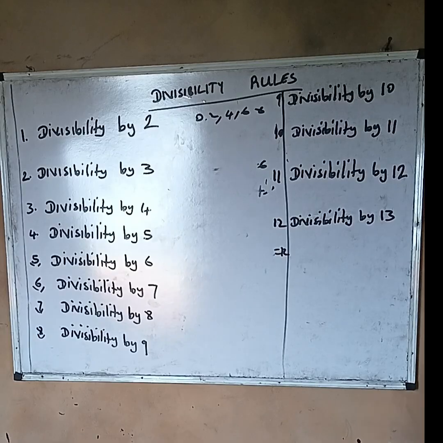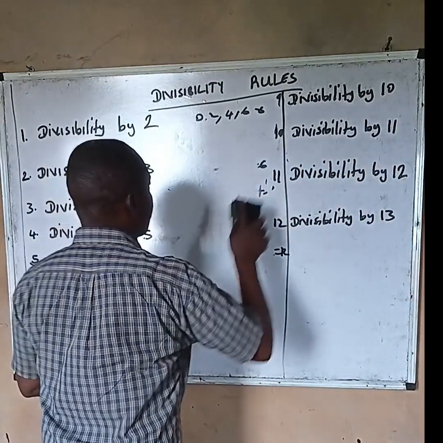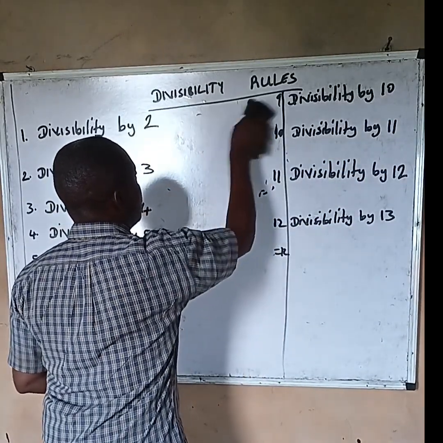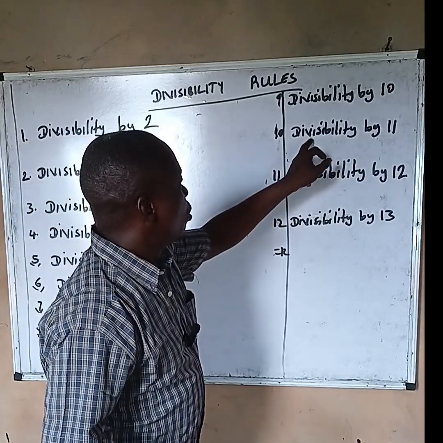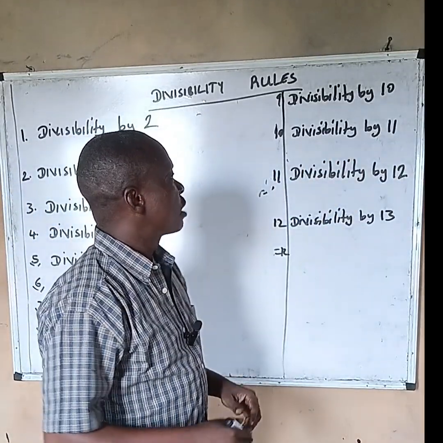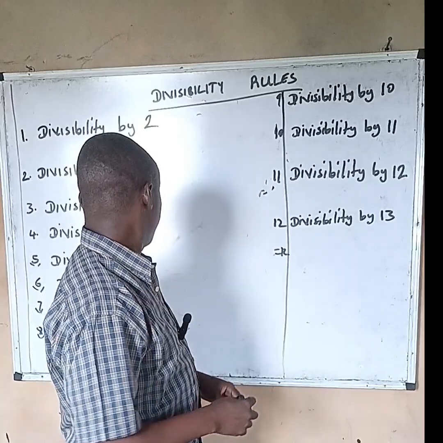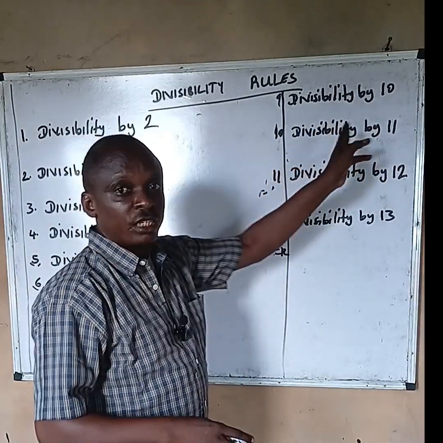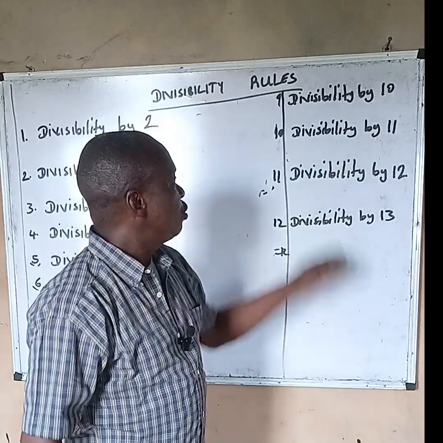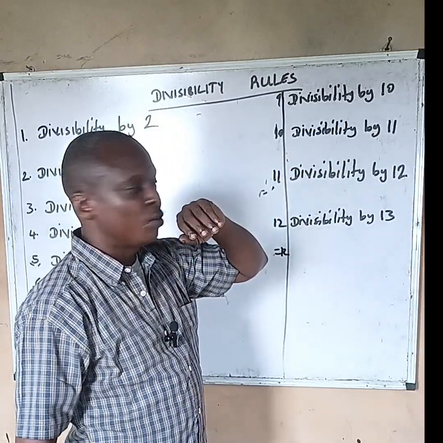All right, so let's continue. How do you know when 10 can divide a number? We just did 10, right? Yes, 10 can divide a number if the last digit is 0. Now, how do you know if 11 can divide a number?